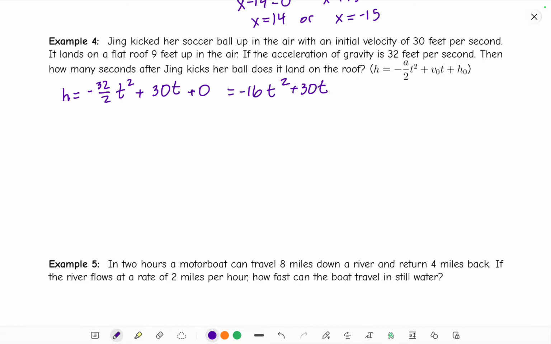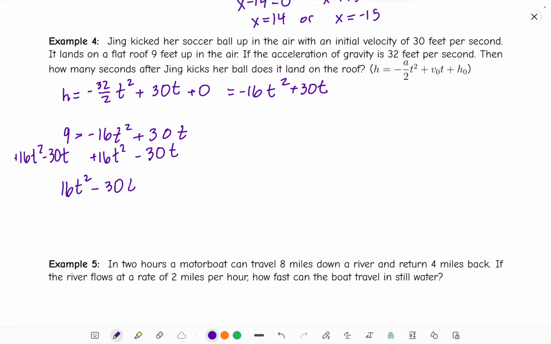Now, that doesn't answer the question, it just gives us the formula. To answer the question, we need to figure out at what time it equals 9. So if we have 9 equals negative 16t squared plus 30t, let's solve for t. I'm going to add 16t squared and subtract 30t from both sides to get 16t squared minus 30t plus 9 equals 0.